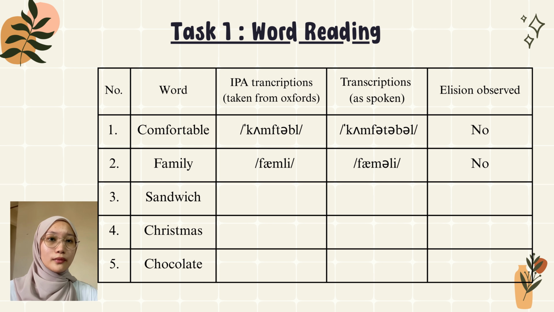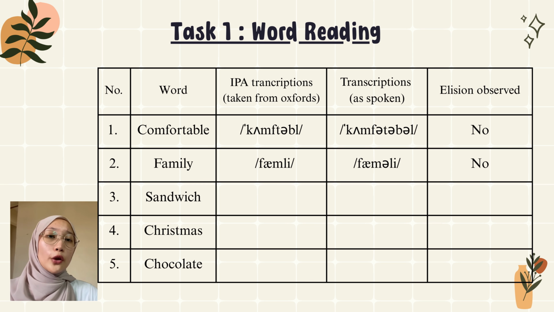Family. According to Oxford Dictionary, the official transcription is family. This is the typical reduced form used in fluent British English. In this pronunciation, the middle schwa sound is dropped, resulting in two-syllable word, family. But when spoken by our participant, the word was pronounced as family. Here, the participants retain the schwa sound between m and l sounds, producing a three-syllable version of family.